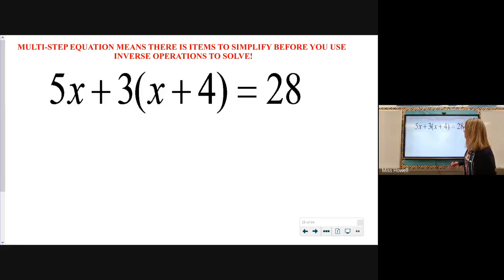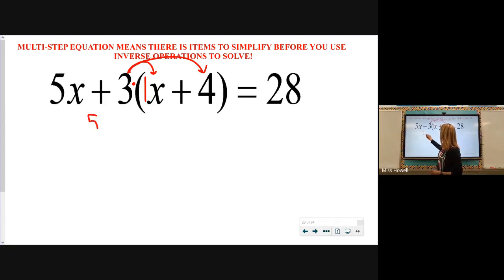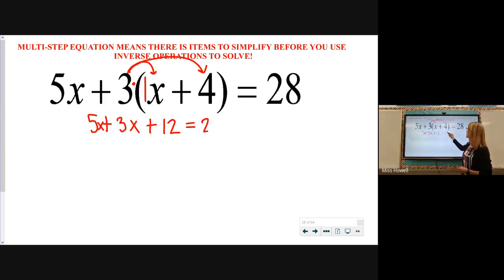We must start with our expanding using the distributive property by sharing the 3 to the x, or more specifically 1x, and 3 to the 4. I'm going to bring everything else down there and change. So we have 5x plus 3 times 1x would just give us a 3x. 3 times 4 would give us a 12, and then we still have that the whole thing equals 28.